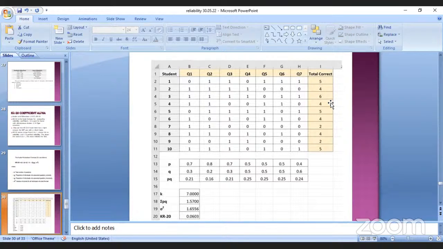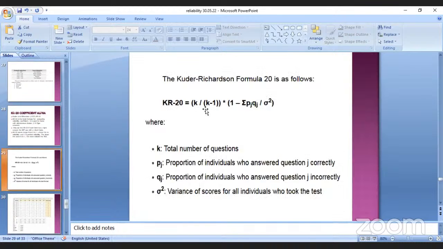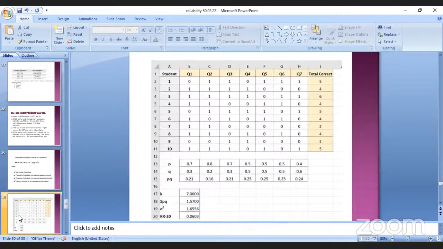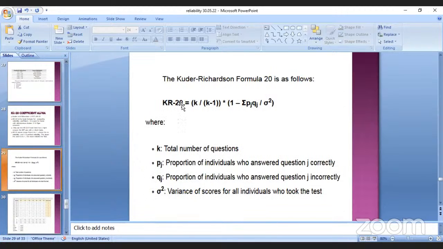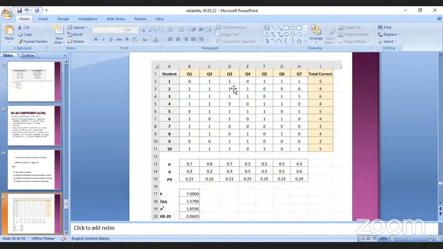And variance we will get from this total correct score. So we will be getting the summation of PQ also. Once you get the PQ, you will have the summation of PQ. So you are getting all the necessary inputs for this formula, right? Once you put this in this formula, you will get some result, which will show you whether all these 7 questions are having internal consistency or not.